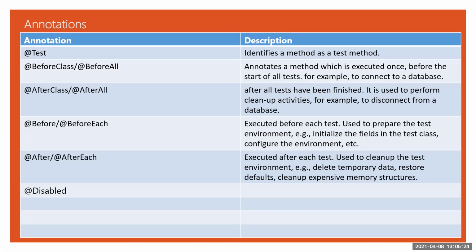If you see here, we have multiple annotations in JUnit. One is @Test. If you want to create any test method and define it with @Test, we say it's a test method. We also have @BeforeClass and @BeforeAll. @BeforeClass is available in JUnit 4; in JUnit 5, we have @BeforeAll, but both serve the same purpose.